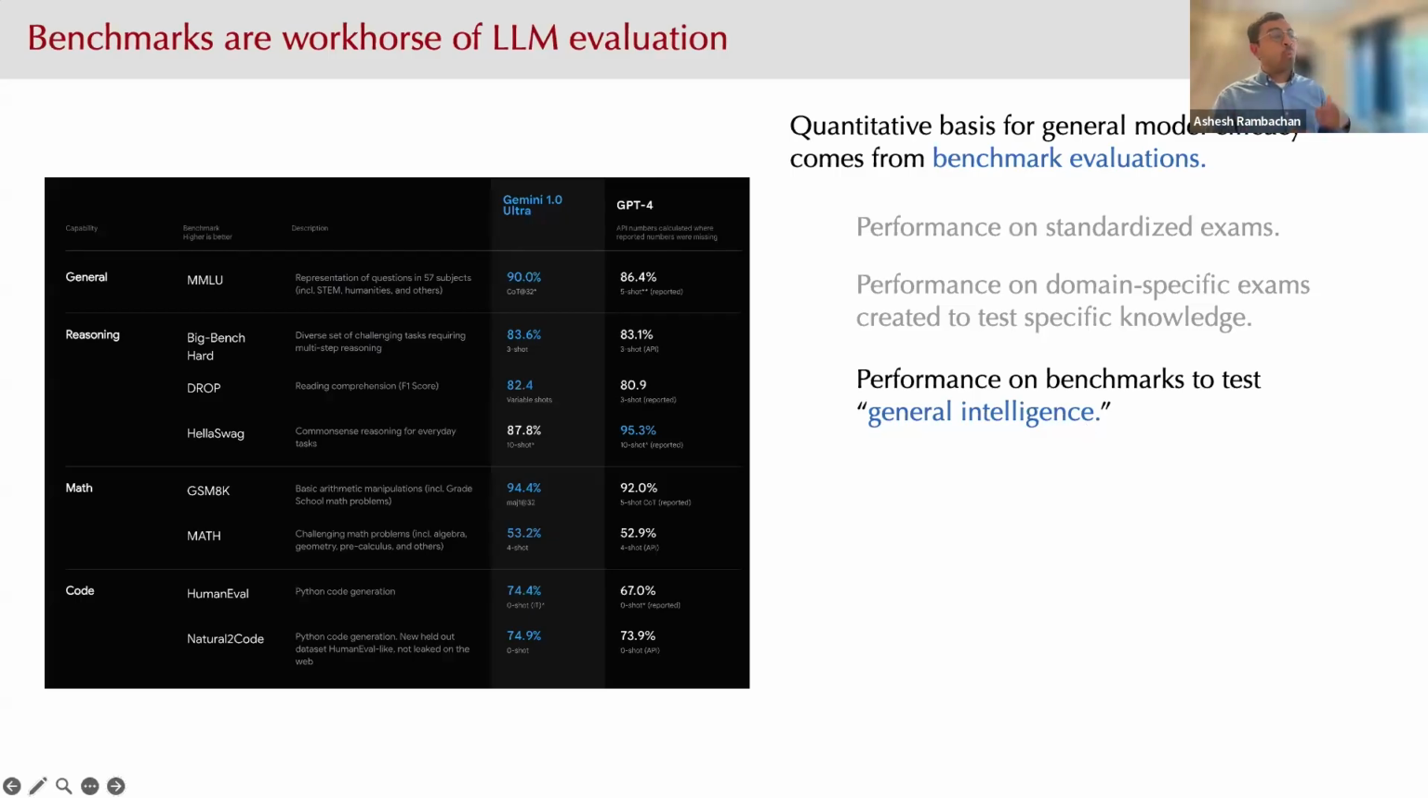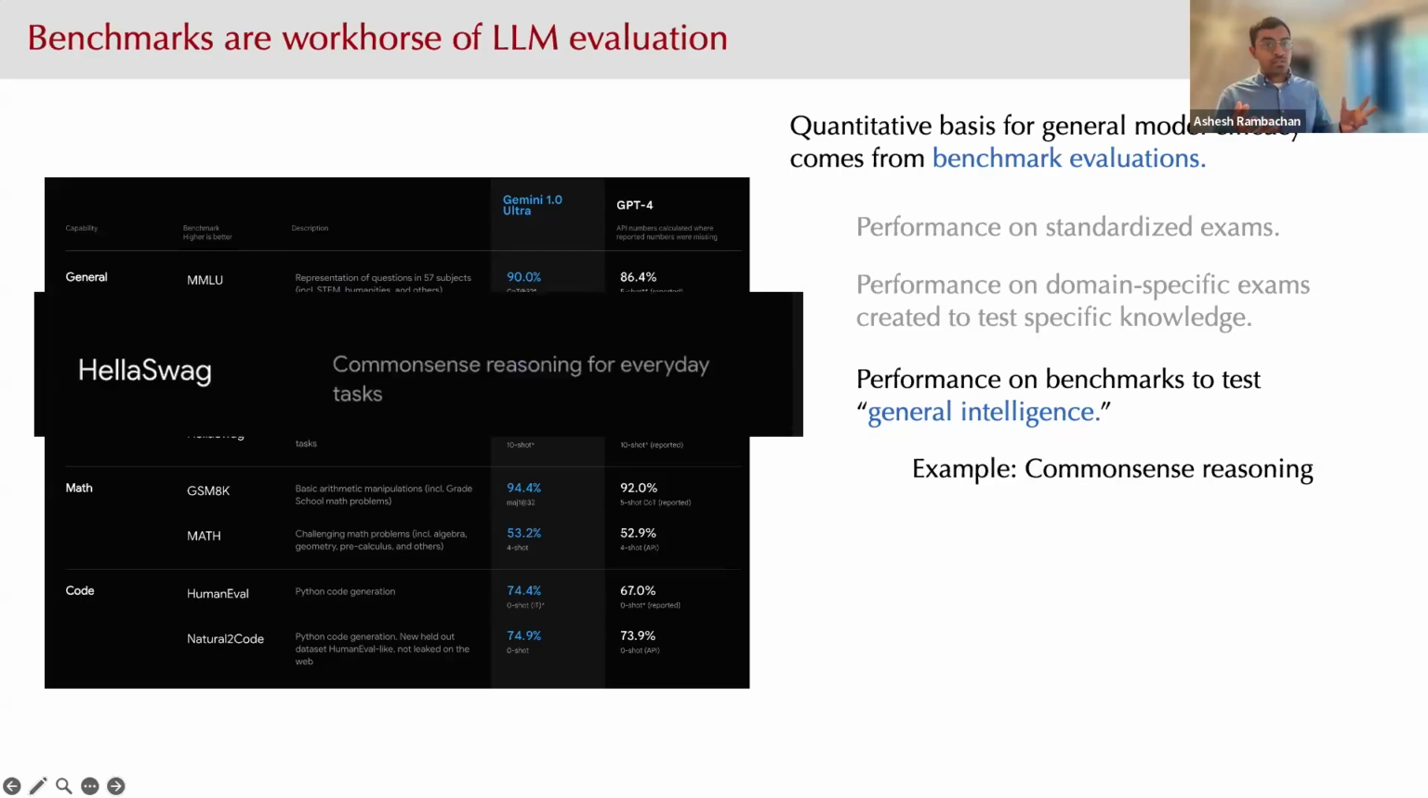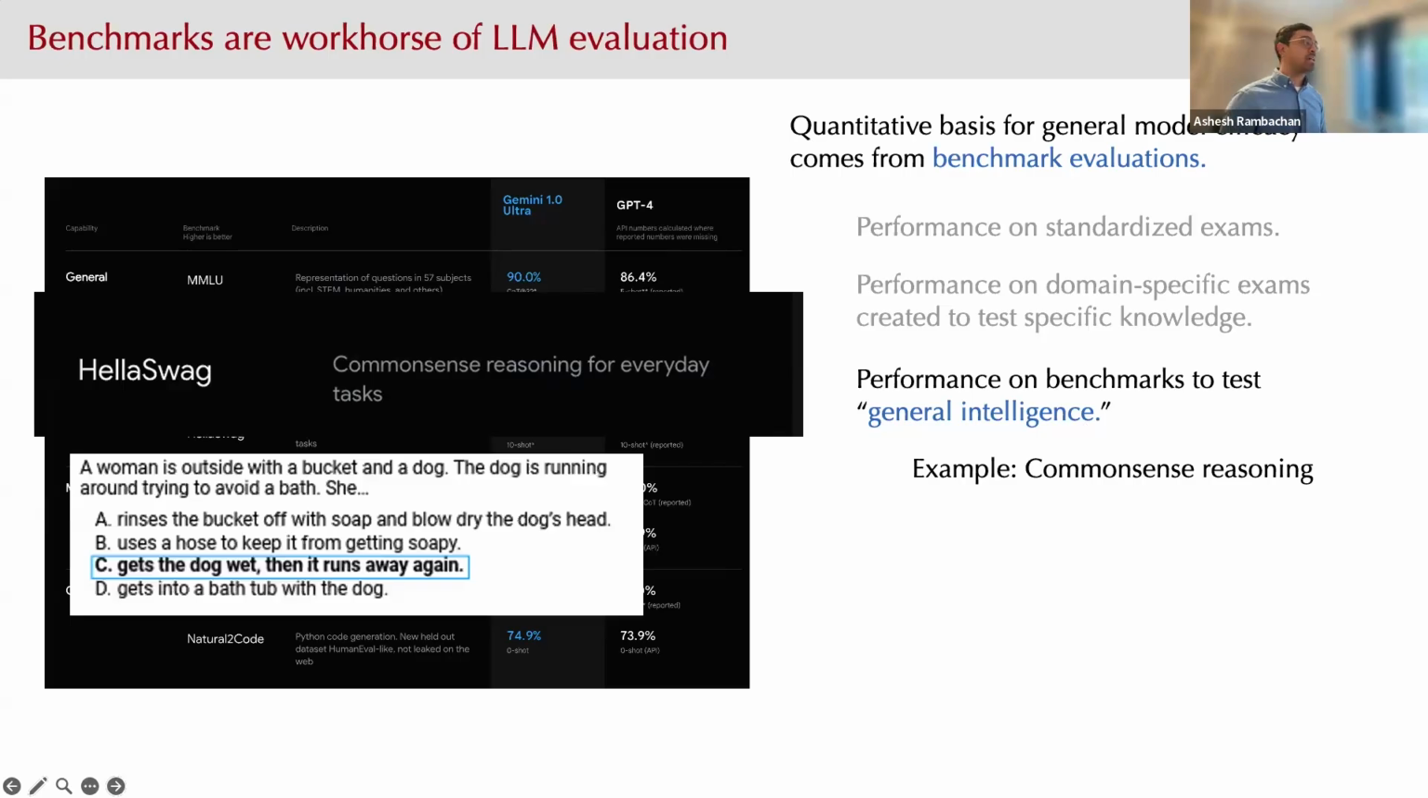For example, one popular benchmark for testing the general intelligence of large language models is known as HellaSwag, and it includes questions to test how well models perform on common sense reasoning tasks, such as this. Suppose a woman is outside with a bucket and a dog. The dog is running around trying to avoid a bath. And then there are multiple choices, and we want to know, does the large language model logically complete this story?